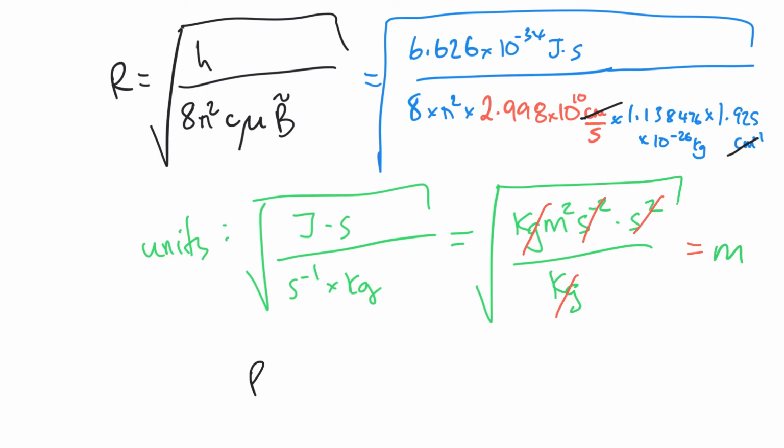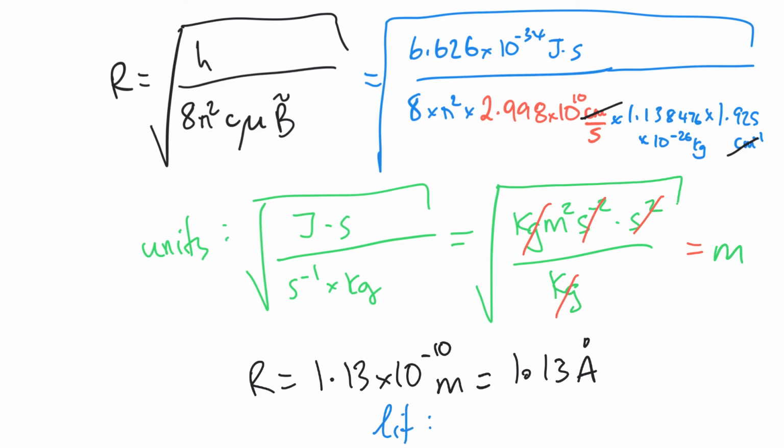So if we plug this in, we get r is 1.13 times 10 to the minus 10 of a meter, which we could also write in picometers or nanometers, or if we're going to go rogue, we can remember that 10 to the minus 10 meter is an angstrom, so 1.13 angstroms. And if we look at our literature value, the literature value for the bond length of carbon monoxide is 1.128 angstroms. So I would say we are pretty close. That makes me very happy.